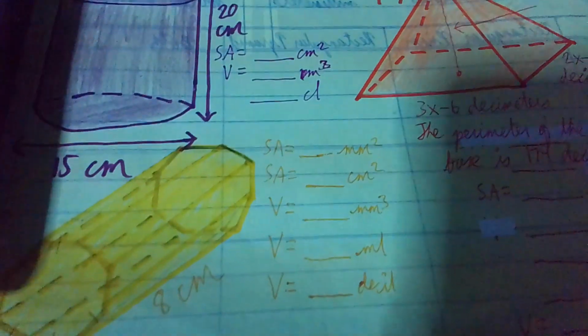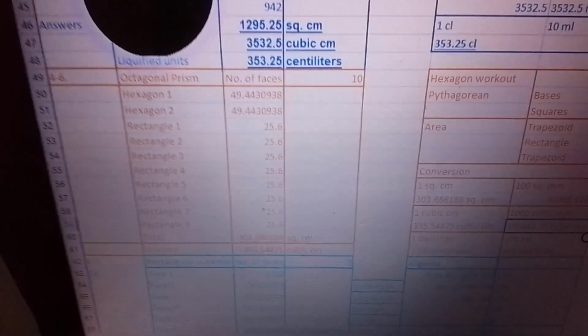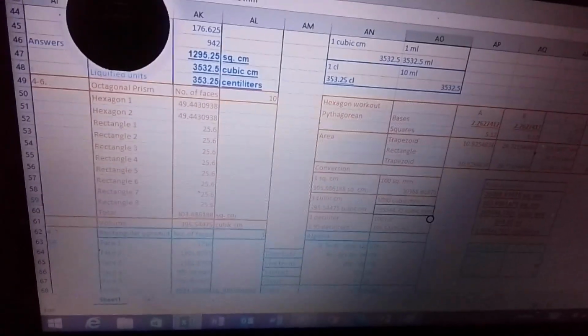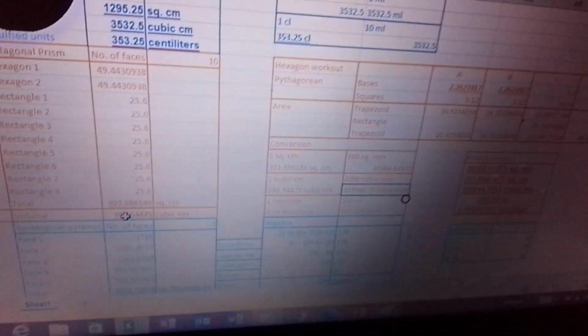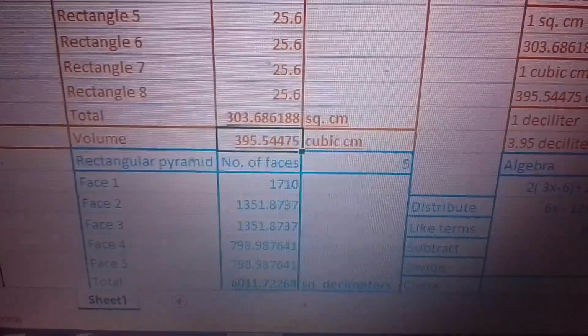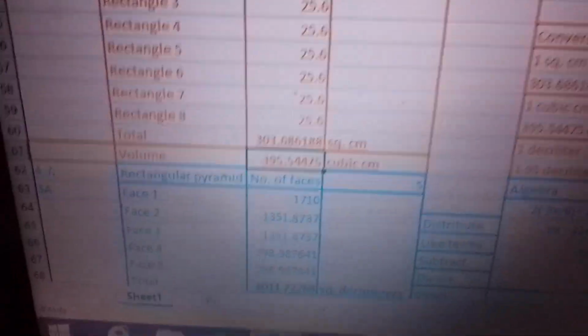So now we're already done with the surface area. Now, let's get to volume. For volume, madali lang to. You just have to do the area of the base times the height. Remember the area of the base? Then times the height, which is 8 centimeters. So, ito yung ginawa ko. Ang volume ay 49.44 times 8 centimeters. You should get 395.5475. That is the volume of the octagonal prism.